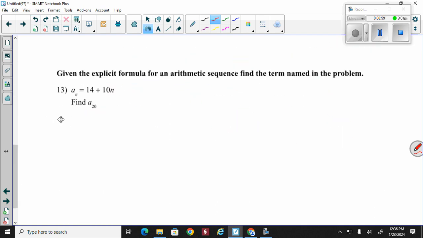All right, given the explicit formula, find the term named in the problem. All right, now this is actually just like a step backwards in difficulty. Just take 20, just plug it in for n. So 14 plus 10 times 20, that should be 214. All right, moving on.